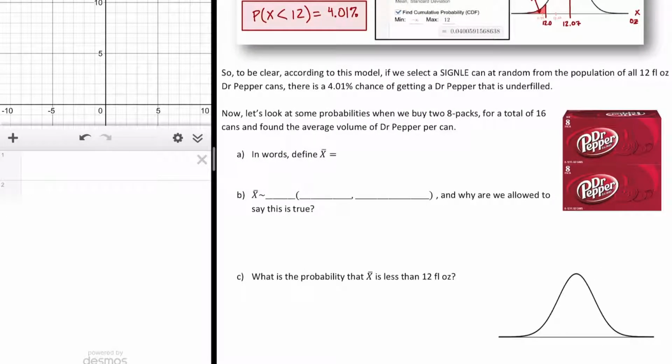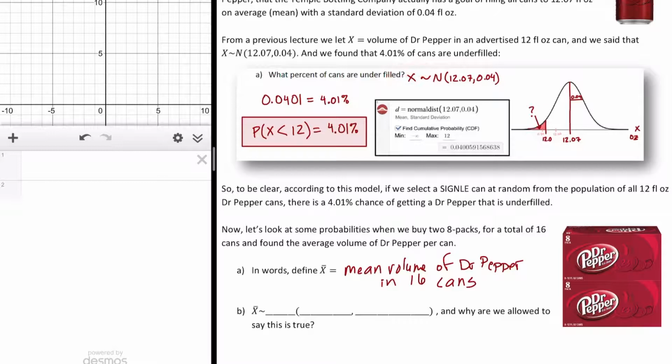So first, what in the world is X bar? Well, X bar is the mean volume of Dr. Pepper in 16 cans. Make sure to always mention the sample size whenever you're defining X bar, because sample size does play a role with the distributions of these sampling distributions. All right, so let's talk about our shape here, or this model here. So this is X bar, so notice we have the bar on top of that X. It's not just X, like here, it is now X bar.